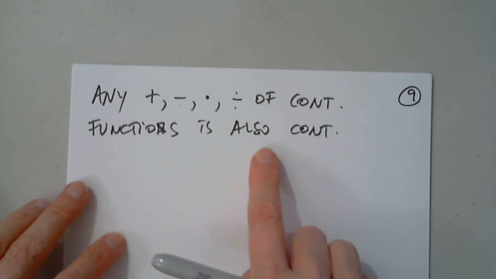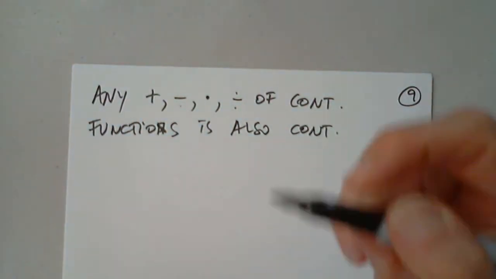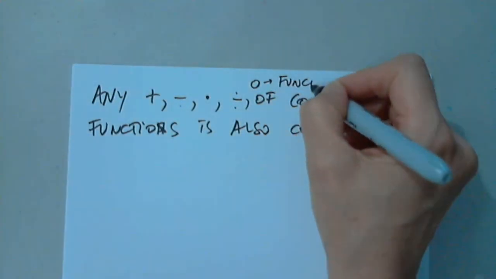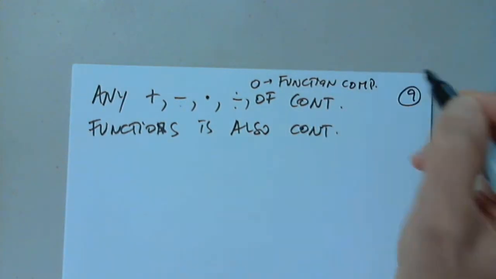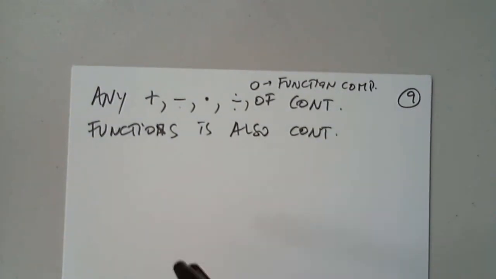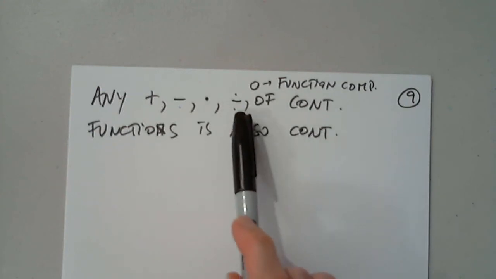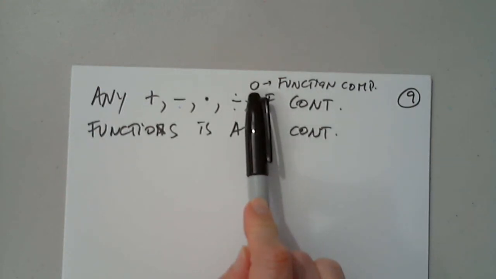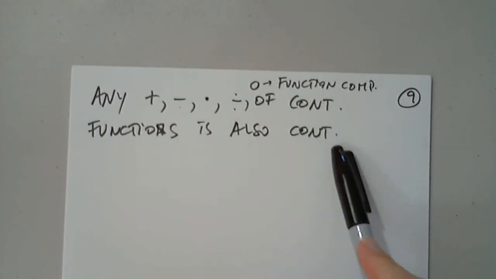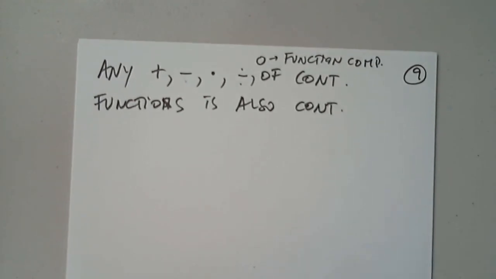So here we can add any addition, subtraction, multiplication, division, and function composition. This is function composition. Okay? So if I add two continuous functions, I get a new continuous function. If I subtract, I get a new continuous function. If I multiply, divide, or take the function composition of continuous functions, the result is also continuous. That's all it says. And I showed you the limit property.